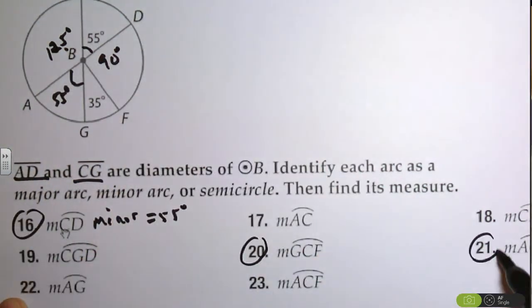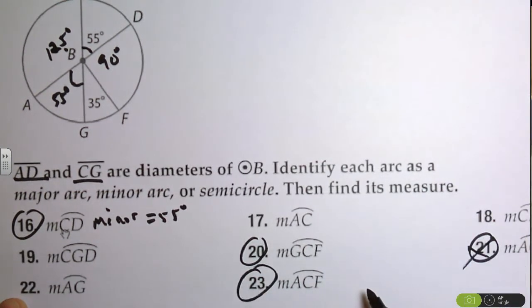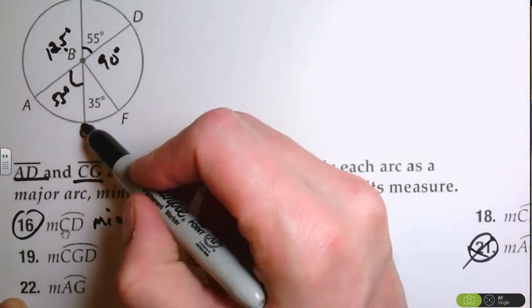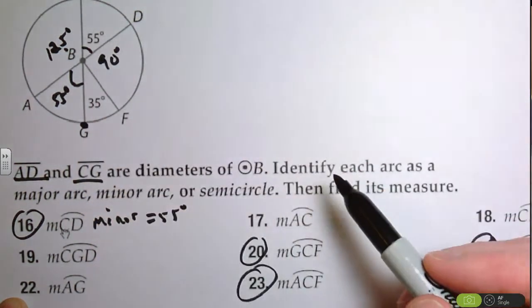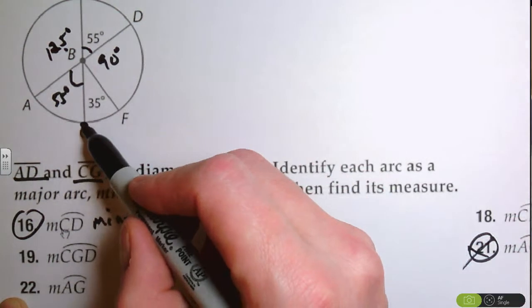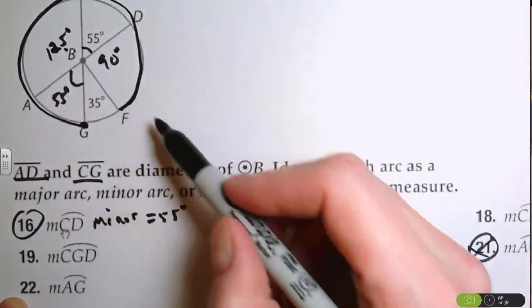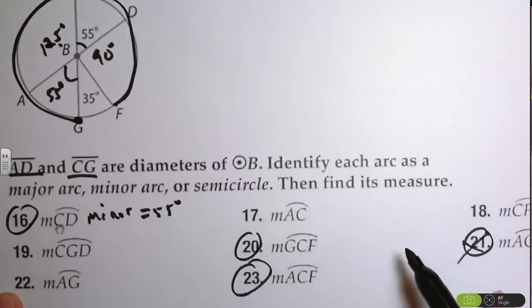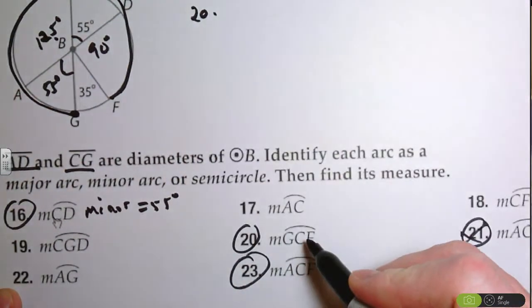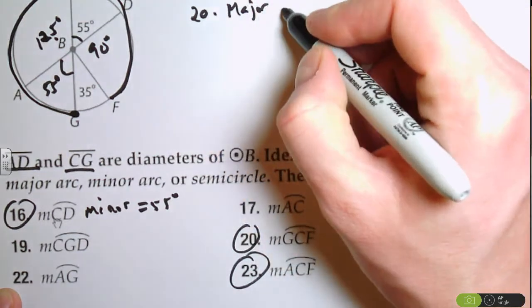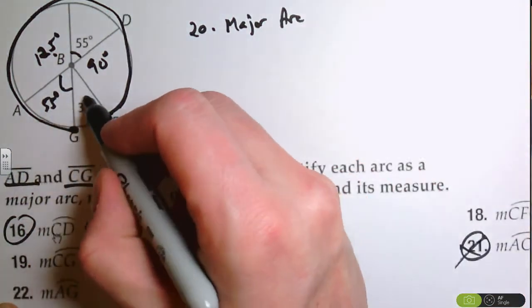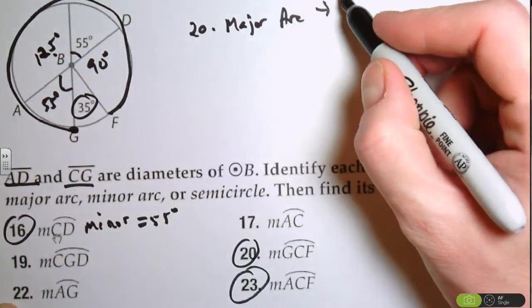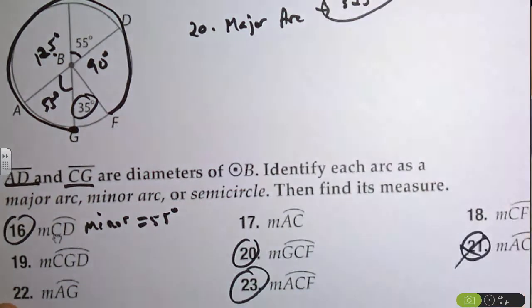Look at 16, 20, 21, let's say. No, 21's out of screen. Let's look at 23. I think I can see, yeah, 23. So I have to realize I'm going from G to C to F. Now, in order to do that, I can't go through F. I have to go away from F, so I have to go around this way. So here's G to C to F. That's the arc we're talking about. Well, GCF is a major arc because it's three letters and it's not a semicircle. And it's everything but the 35 degrees. So 360 minus 35 is 325 degrees.